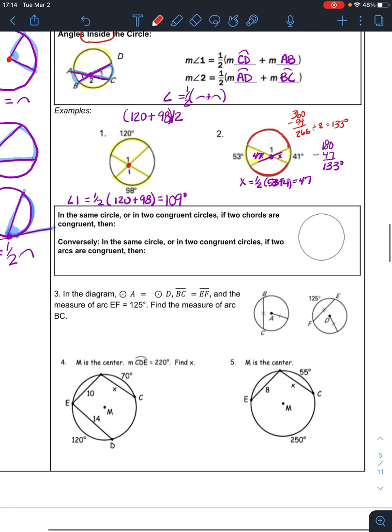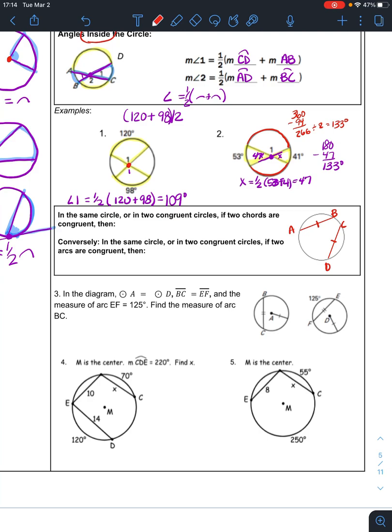Now, a couple other important things happen with circles. If you have one circle or two congruent circles, it doesn't matter, and you have two chords that are congruent. So remember, a chord has its endpoints on the sides of a circle. If you have two chords and those chords are congruent, so these two are the same length, then let me name these so they're easier to talk about. We have chord AB and chord CD.